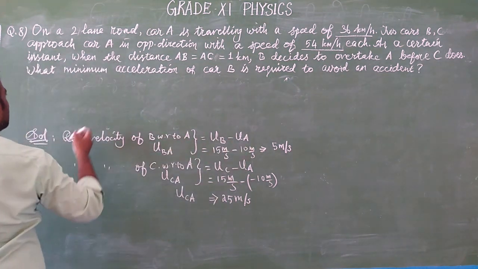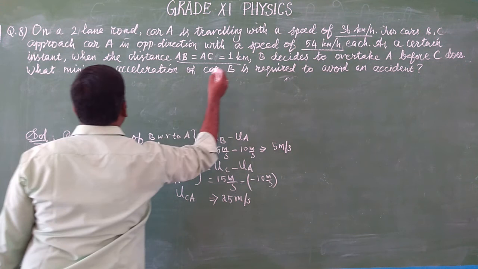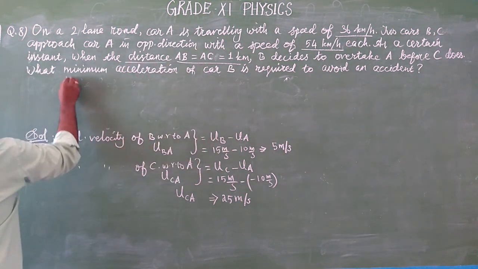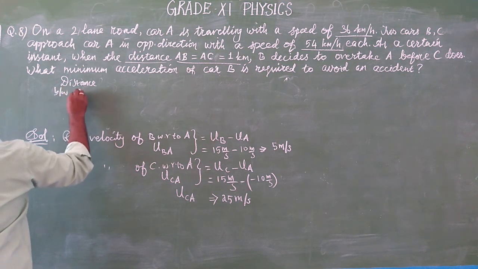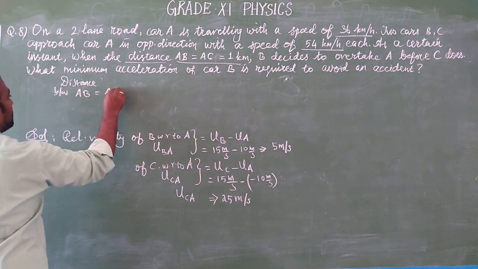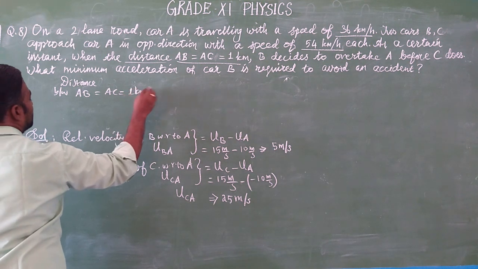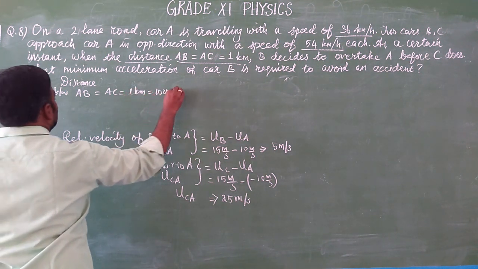Okay. So the distance between A and B is given. The distance between AB, which is equal to AC, that is 1 kilometer, that is equal to 1000 meter.